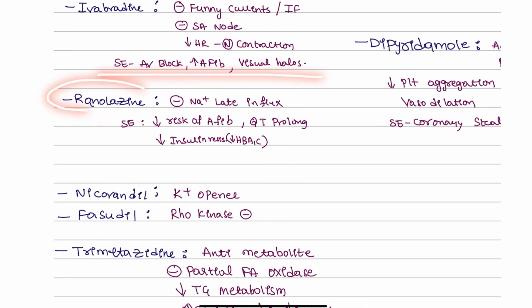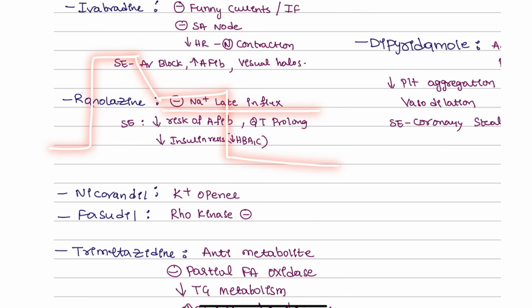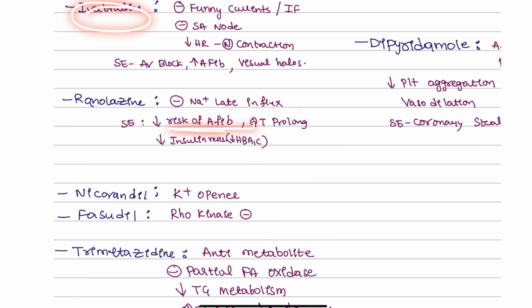Next, ranolazine is going to block the late sodium influx, right? This is going to be in our cardiovascular system, and here we are going to have the late influx. So we are going to block it with ranolazine. And what happens? Side effects: the risk of atrial fibrillation compared to ivabradine is decreased, but QT prolongation is seen in this patient, and insulin resistance is also going to decrease.